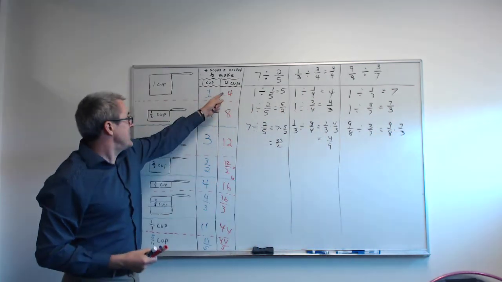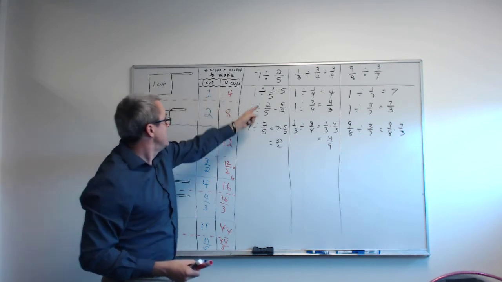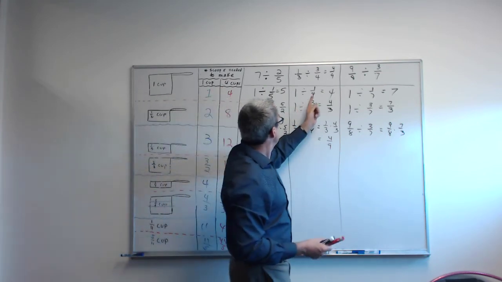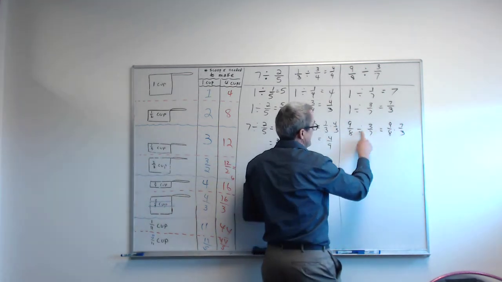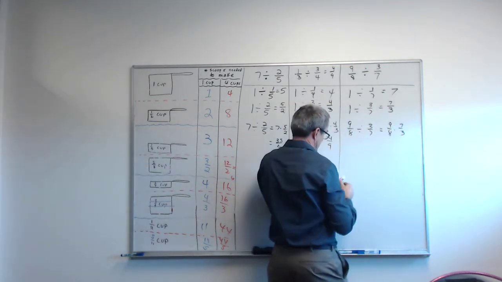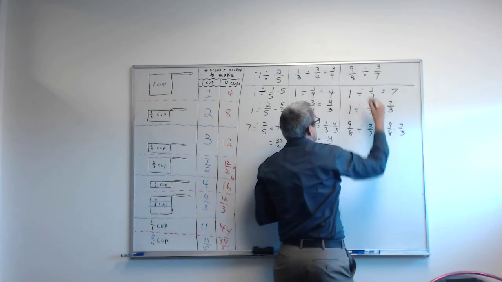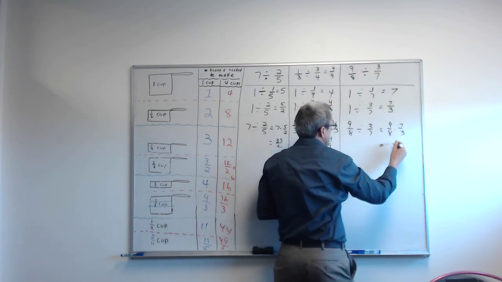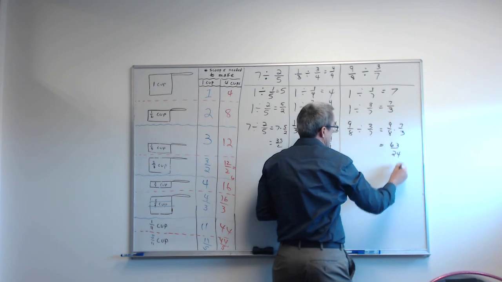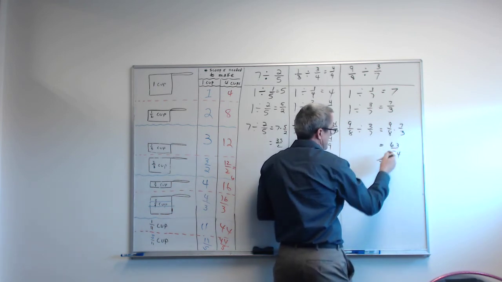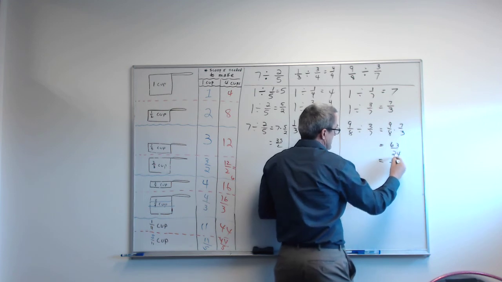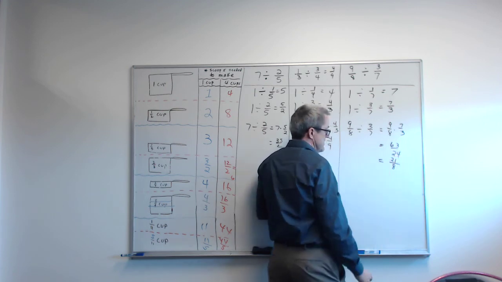That was like we did over here. Times 4, times 7, times 1/3, times 9/8. Keep it, change it, flip it. So how many 3/7 are in 9/8? 63/24. I think you can simplify that. Both of these are divisible by 3. 21/8. Yeah.